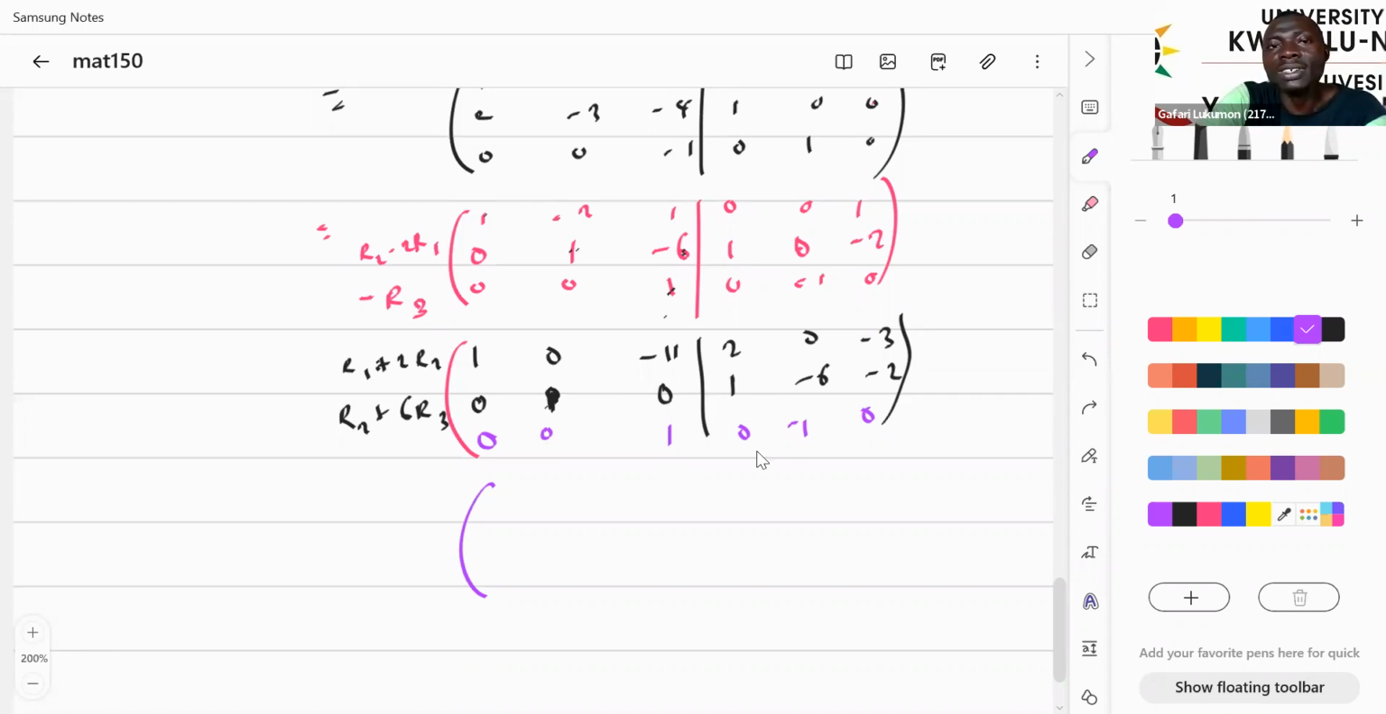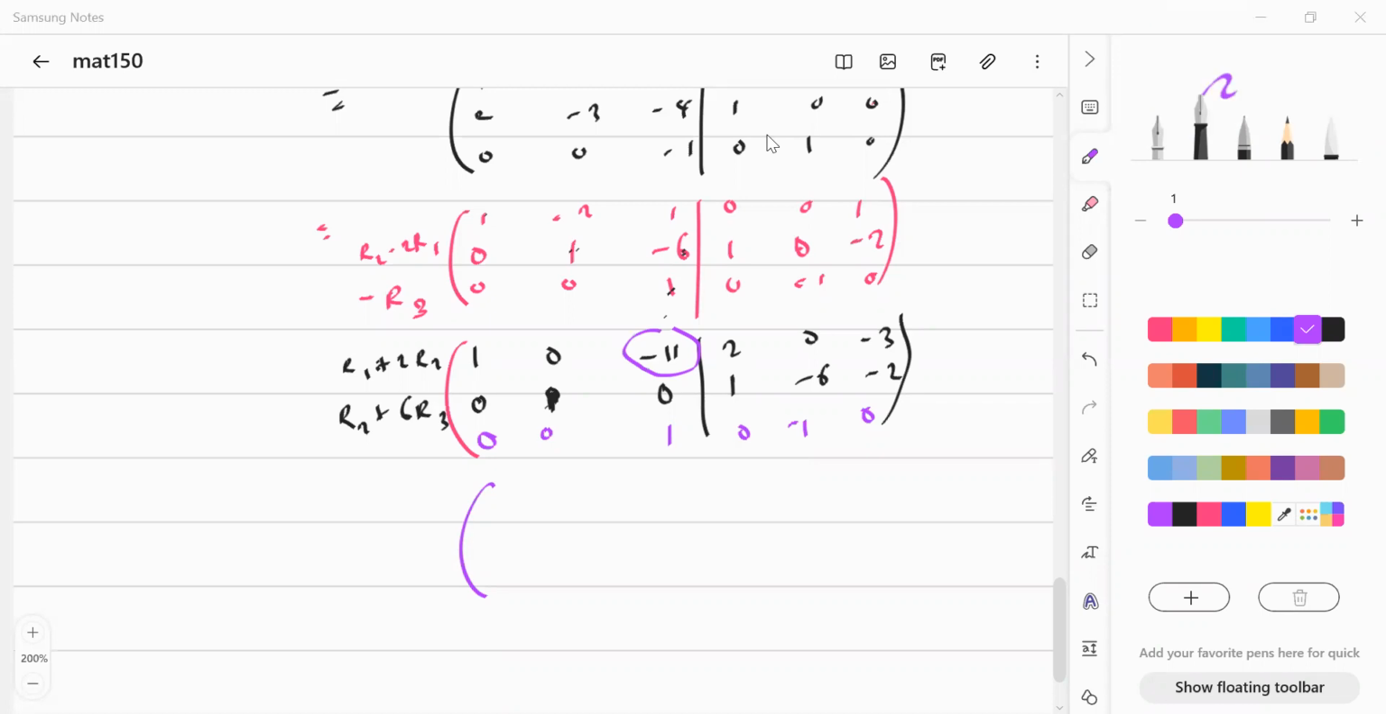Anybody, please? What is left for us is to make -11 to be 0. How do we make it to be 0? Which rule are we going to use to ensure it is 0? We are going to multiply by positive 11. Yeah, thank you, my friend.